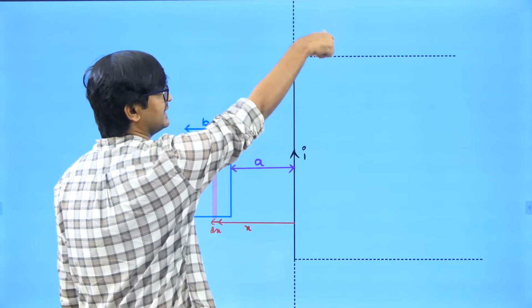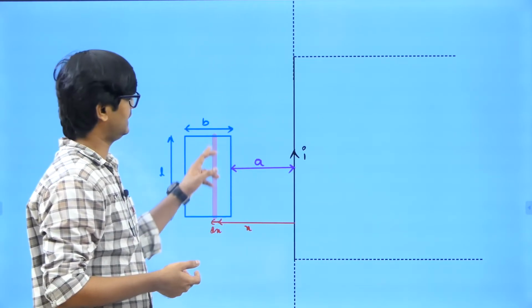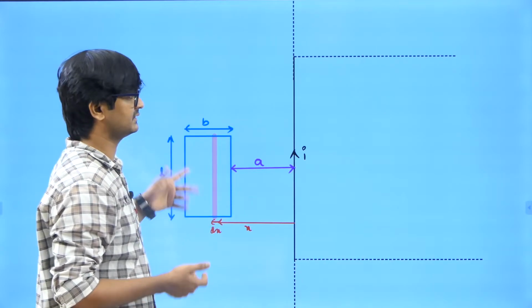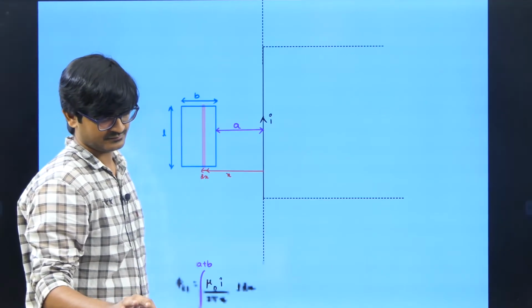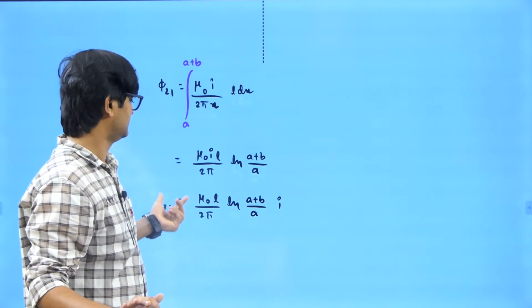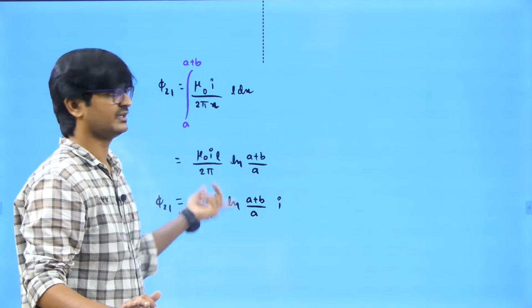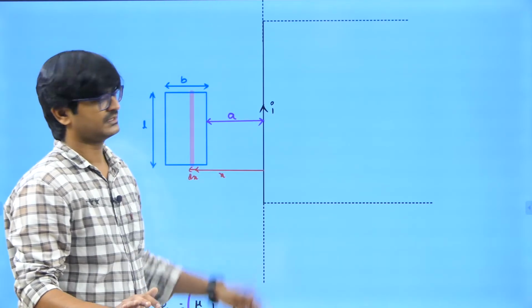If I pass a current, then the magnetic field will be mu naught I by 2 pi x. I can find the flux through the element and integrate, and I can find the total flux. That's the answer, right? And this is going to be the total flux, and this is going to be the mutual inductance between them, right?